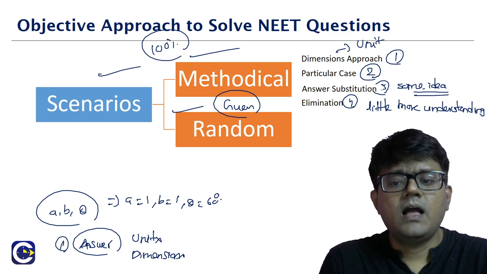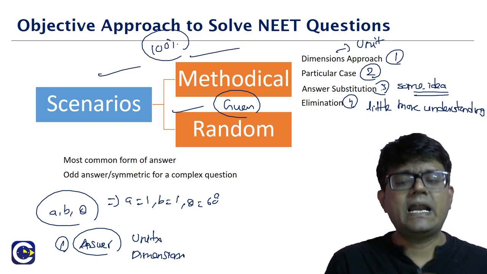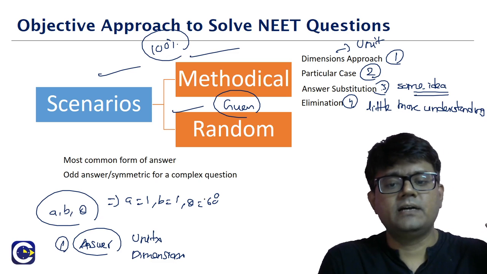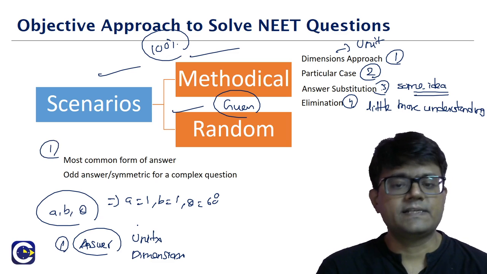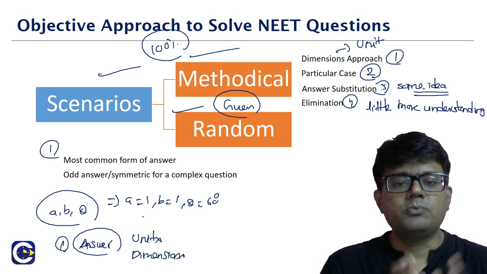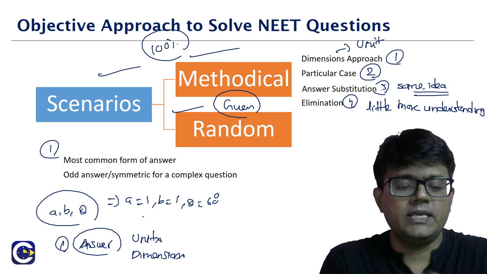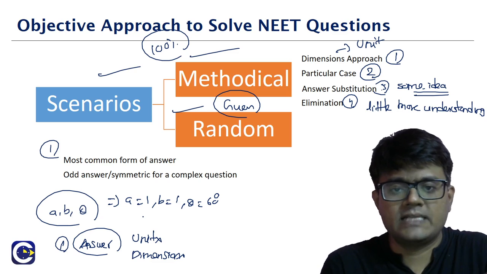Now, random scenarios. It is almost like guesswork. Here we have 2 approaches. One is the most common form of answer. Like when the examiner or paper setter sets the paper, you will get the correct answer first.